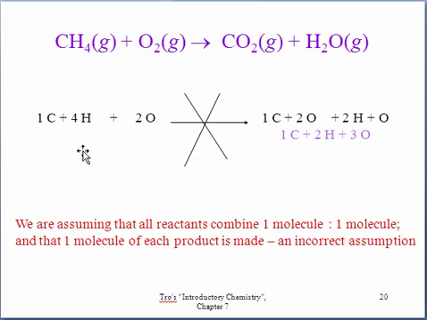So that violates the law of conservation of matter, and what we're going to do is what's known as balance the equation to make sure it doesn't violate this law of conservation of matter. We need the same number of atoms on both sides of the equation, the reactant side and the product side.